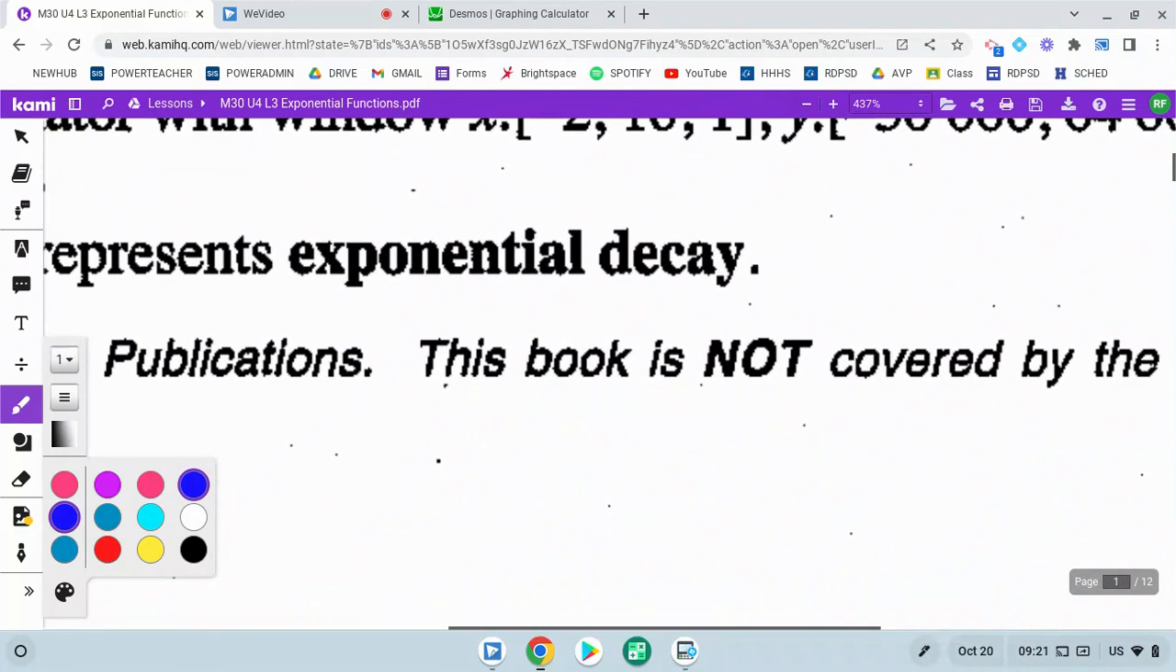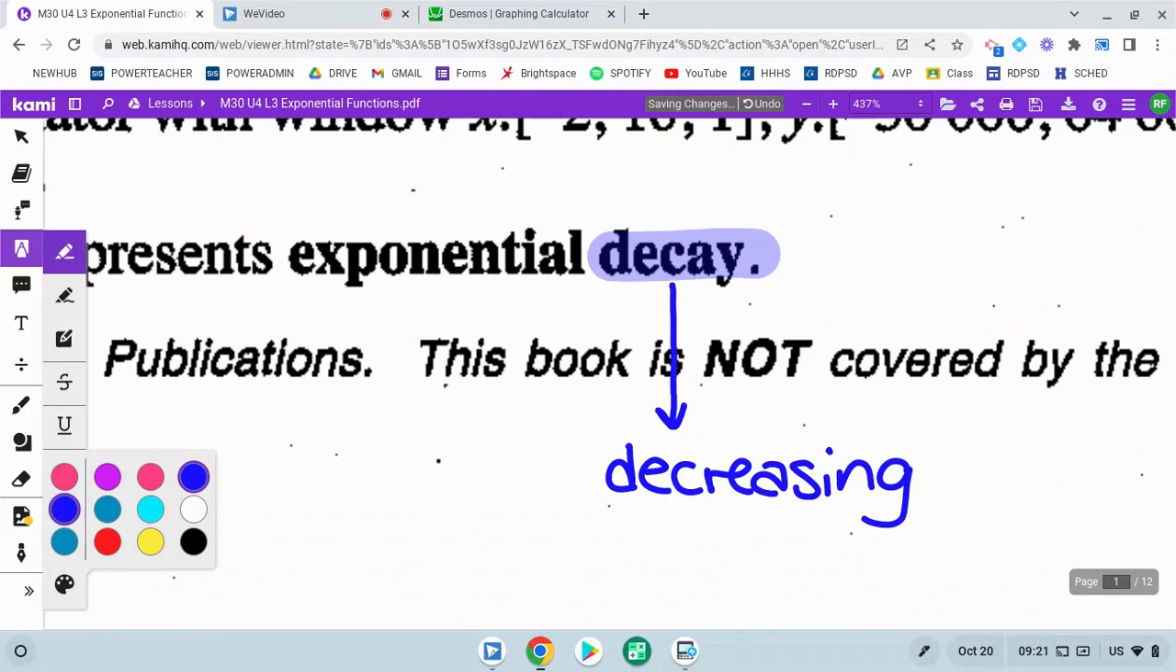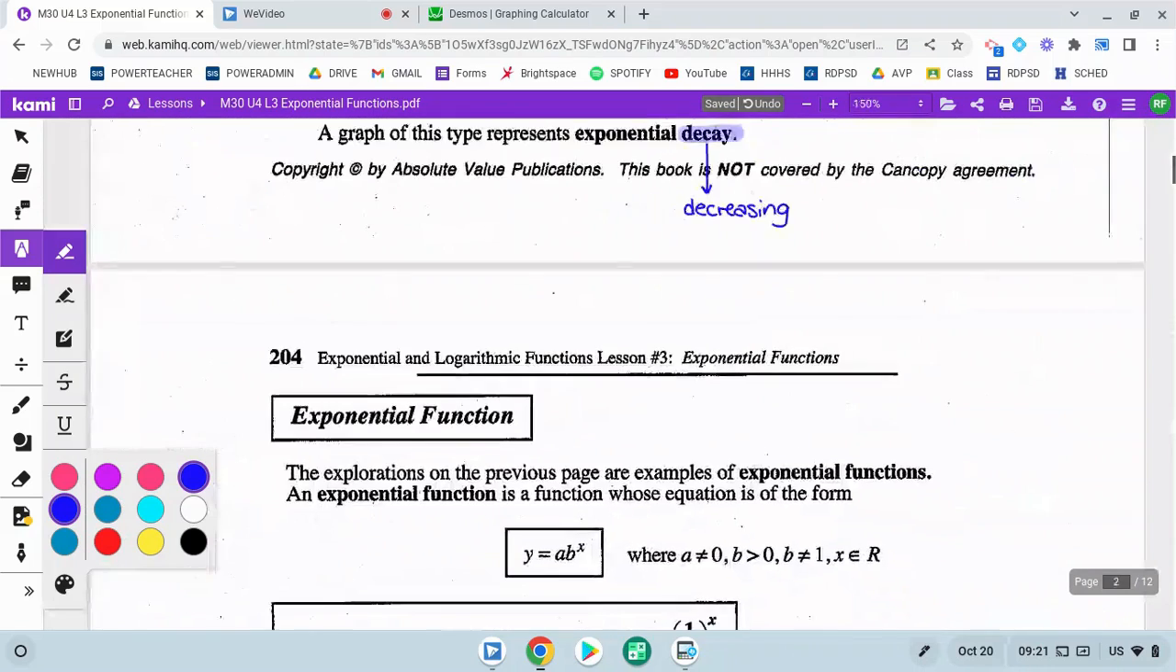So exponential decay, I'm sure you can imagine what we just talked about. We have a decreasing function instead of an increasing one, like growth. Okay, questions? Okay, let's go to the next page.